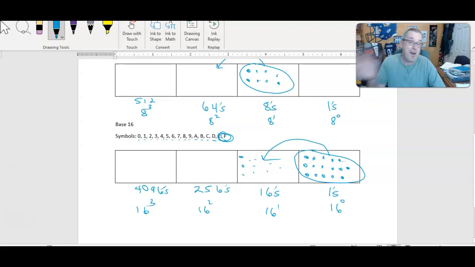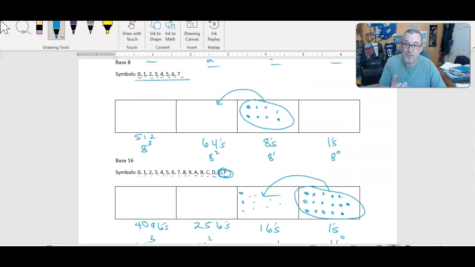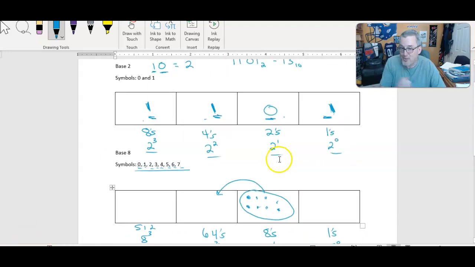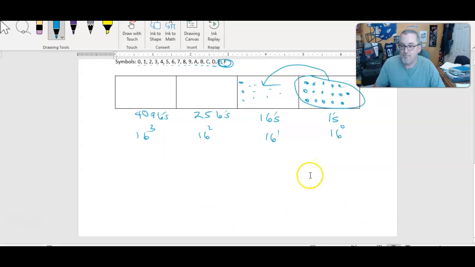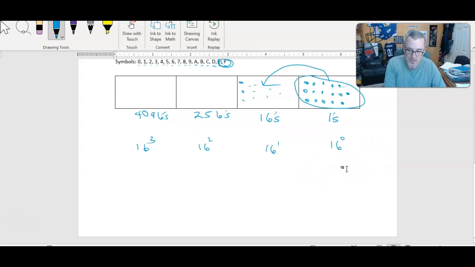So no matter the place value, the idea is the same about running out of symbols, bundling and moving to the next place value, bundling and moving to the next place value. Now, what's kind of cool about this, and I'm going to give you a chance to do this on your own as well.